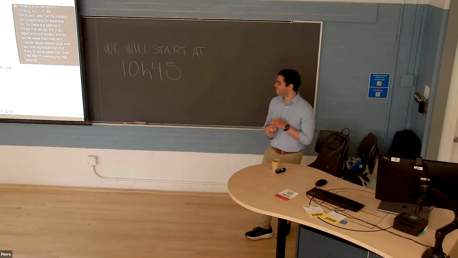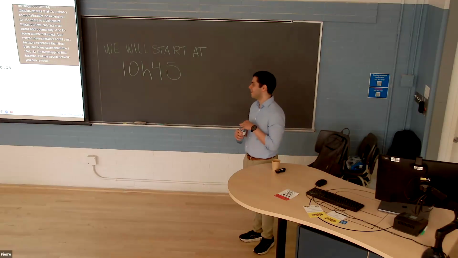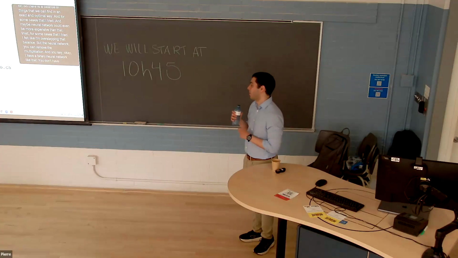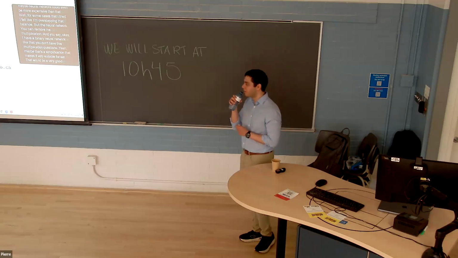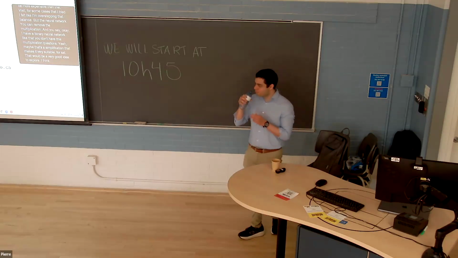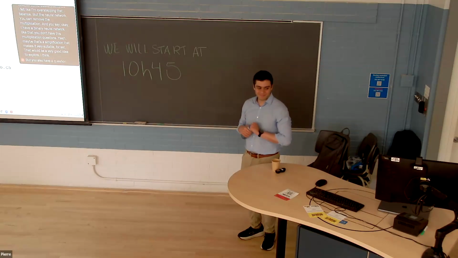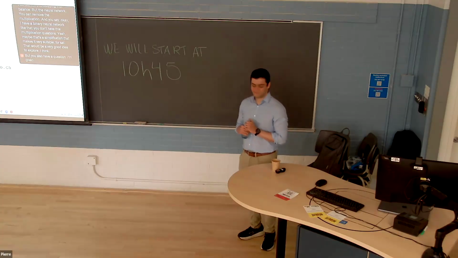But for the neural network, you can remove the multiplication and say, okay, I have a binary neural network like that. You don't have these multiplication questions. Yeah, maybe that's a simplification that makes it very suitable for SAT. That would be a very good idea to explore, I think. Anybody else have a question?